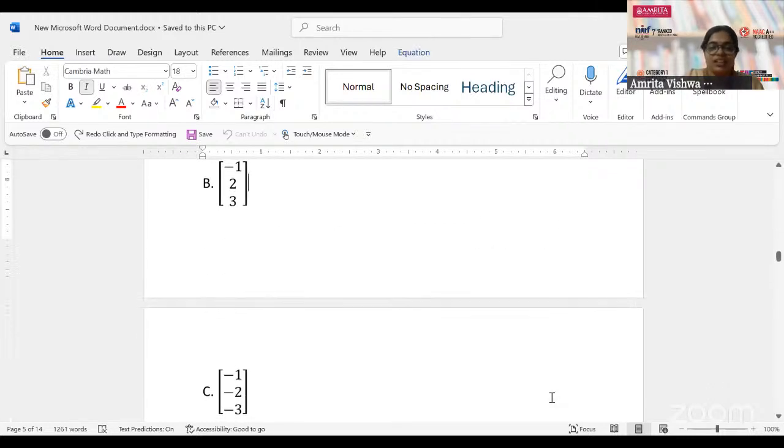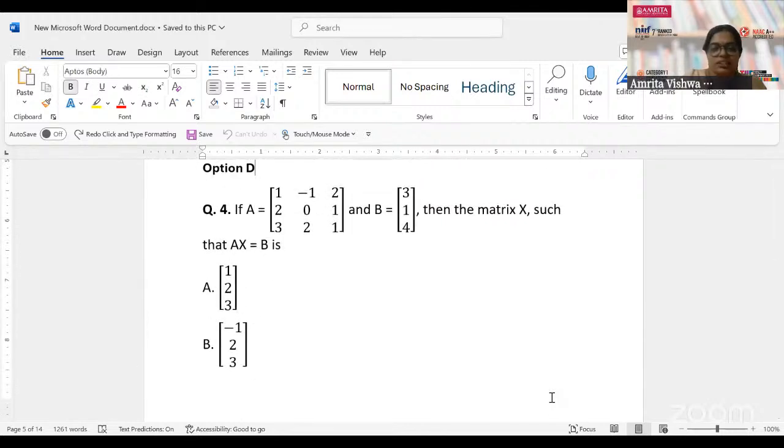This is a very simple question, almost the same logic that we have done earlier. Given that A is a 3 by 3 matrix: 1, minus 1, 2, 2, 0, 1, 3, 2, 1. B is another matrix given as 3, 1, 4. Then there is a matrix X, and the relationship between A, B and X is AX equal to B. The question is asking you to find the value of matrix X. A is given, it's 3 by 3, and B is also given. There is another one, X, and they have given the relation common between all of them, AX equal to B. You can just assume X as A, B, C or something, solve this, and you'll get the answer.